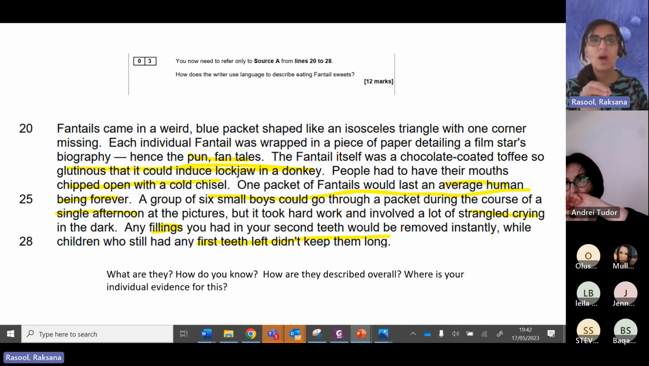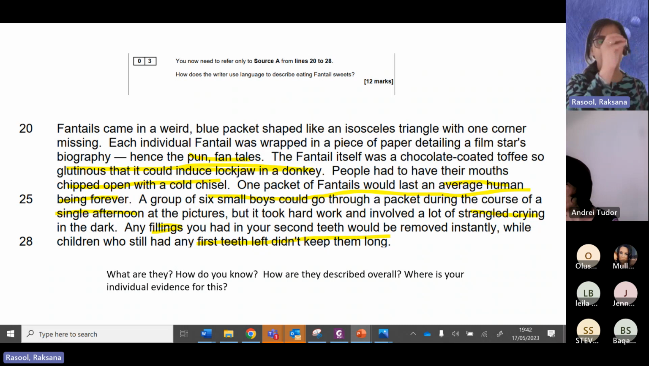In this question, which is worth 12 marks, I would give an overview. The writer uses language to describe fantail sweets as being difficult and hard to eat, but irresistible to the boys. And then I would give 4 different points. I would talk about the humor in the lockjaw in a donkey. I would talk about the alliteration in chipped open with a cold chisel. I would give the hyperbole, or the exaggeration, of an average human eating it forever, but 6 boys going through it in a day. And then I would use the juxtaposition of strangled crying, which is ironic because they're doing something fun, but it sounds like it's choking them. And that's it. And I'd move on.